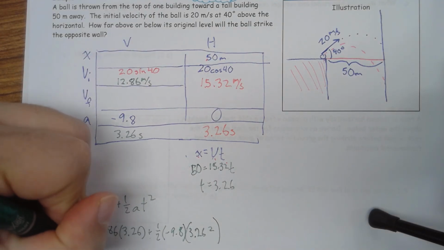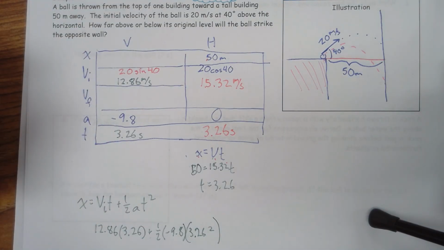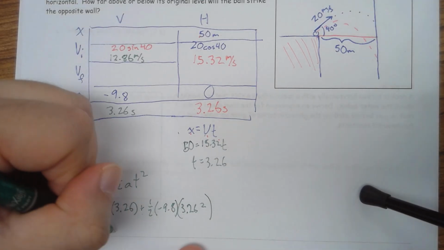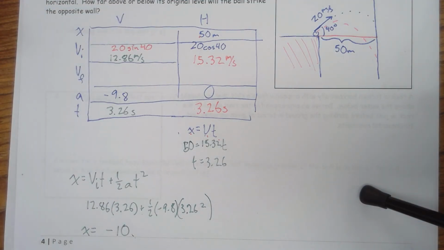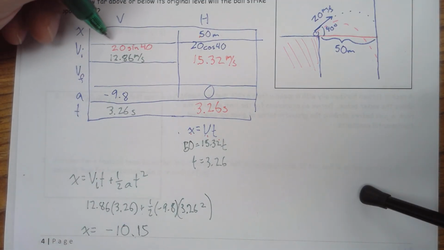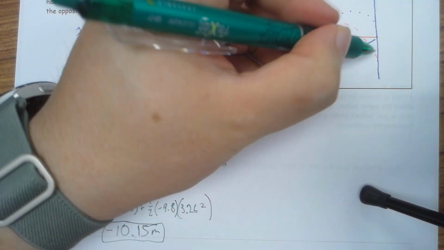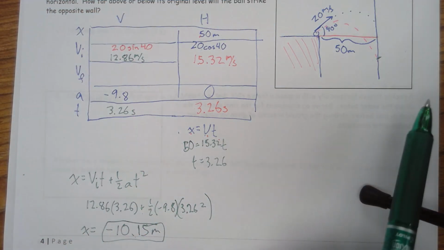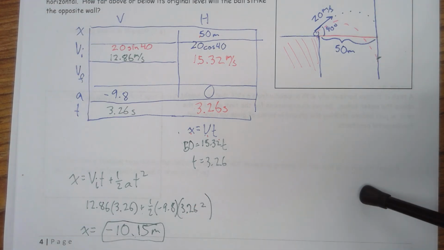When I get my answer, x equals negative... I think it's like negative 10 point, I don't know. I don't have my previous notes in front of me. 1.5? So my x is negative 10.15 meters. So I ended up on this pink dot right here. I ended up below where I started from, not above. Okay?